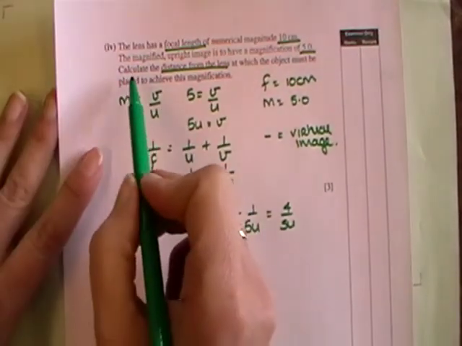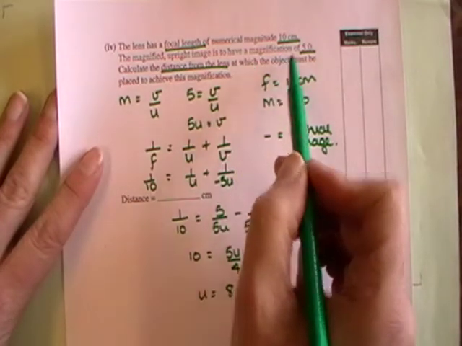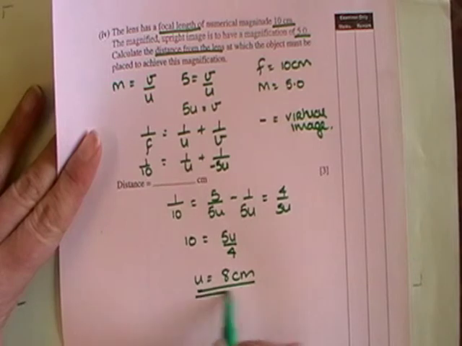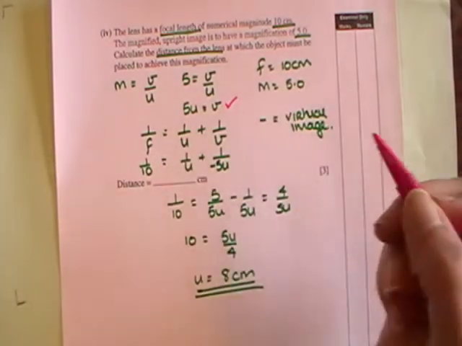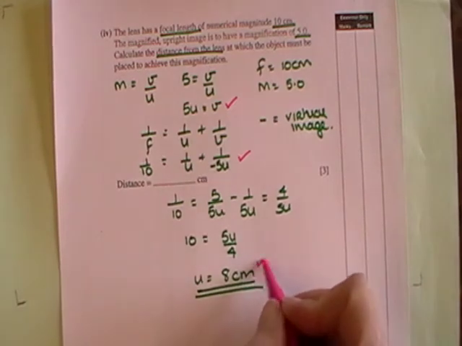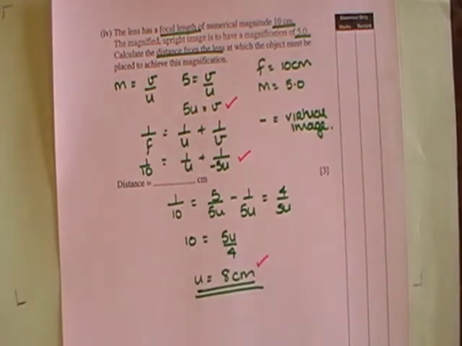And let's just check our question. Calculate the distance from the lens at which the object must be placed to achieve this magnification. And it's 8 centimetres. In terms of marks for that question, you get 1 for substituting in the magnification, 1 for substituting into the lens law, and the final 1 for calculating the object distance.